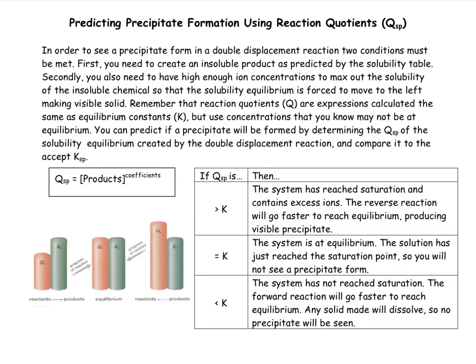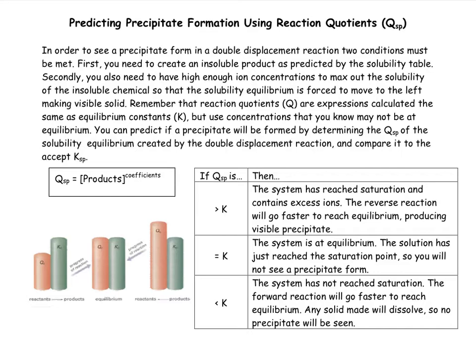Remember that reaction quotients, or Q's, are expressions calculated the same as equilibrium constants, K's, but use concentrations that you know may not be at equilibrium. You can predict if a precipitate will be formed by determining the Q of a solubility equilibrium created by the double displacement reaction and comparing it to the accepted KSP. In order to calculate a QSP, you take the concentration of the products and raise them to their coefficients.